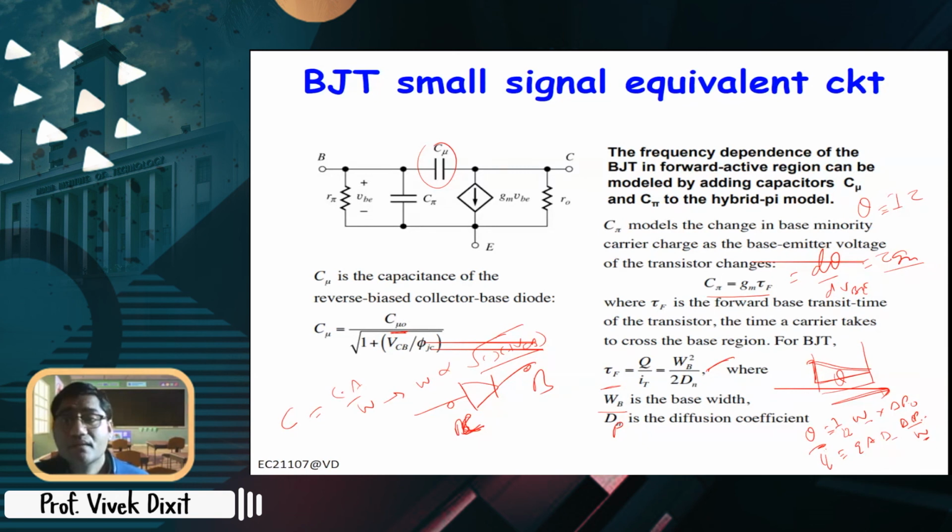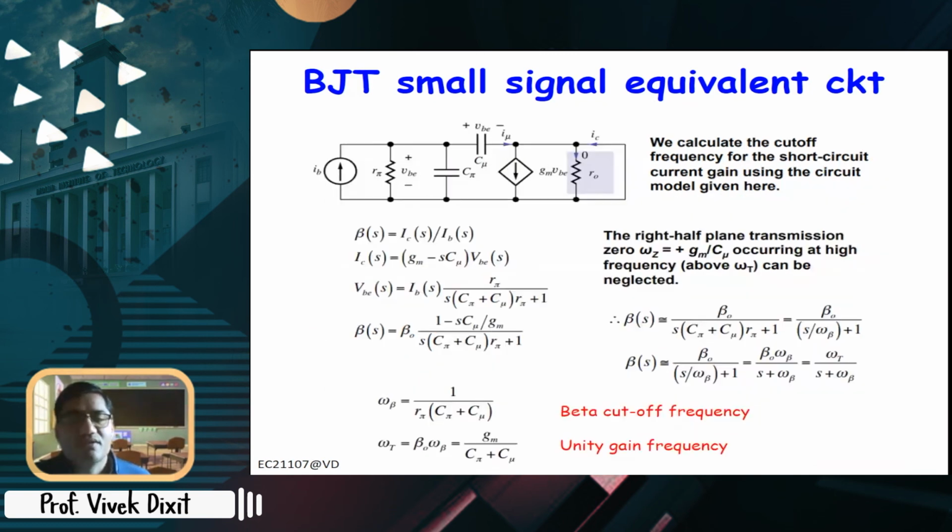Okay. Now there are a couple more terms that we need to know: different cutoff frequencies. So you have the beta cutoff frequency and the unity gain frequency that you can obtain from IC by IB, that is beta. Now beta is basically a function of frequency. Typically your beta should go like this, and at some frequency it will be beta naught by root 2. So you have the cutoff frequency here, and unity gain means beta becomes 1 at that frequency.